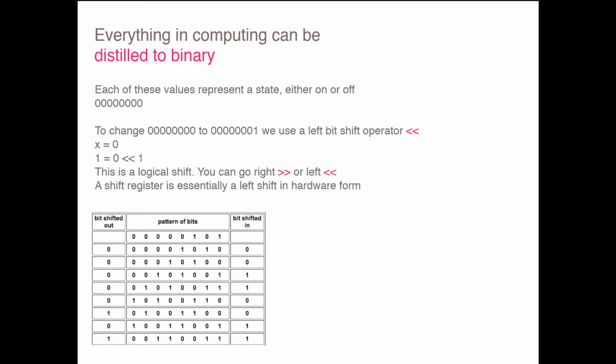Everything in computing can be distilled to binary, and this is a moment where the binary becomes really powerful. Each of these states is represented by either a 0 or a 1, either on or off. So in the case of the LED, a row of 8 zeros would indicate all the LEDs to be off, or a voltage of 0 volts.